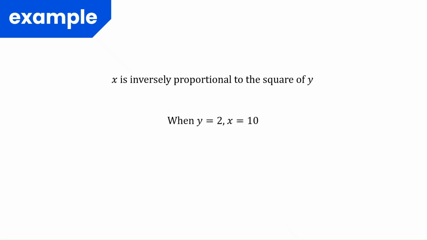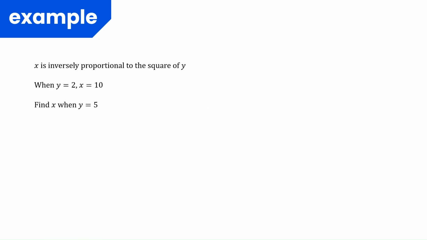Now let's try something more challenging. This time x is inversely proportional to the square of y. When y equals 2, x equals 10. We've been asked to find x when y equals 5. We're going to follow the same 4-step approach. So step 1, we're going to write down the relationship. So x is directly proportional to 1 over the square of y, or x equals k divided by y squared.